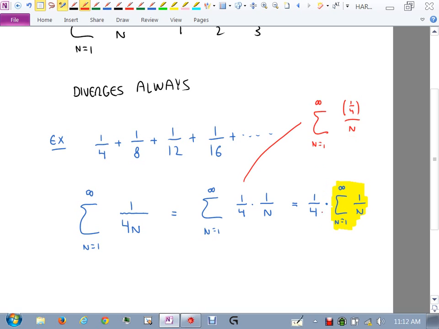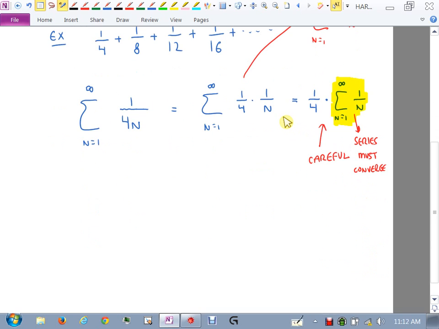So just be careful on this right here, that this property will only work if this series must converge for that to work, okay? Converge, not diverge. And this one doesn't converge. But by doing it this way, it's okay. We don't need to pull the constant out. Do you understand what I'm saying? So what's the result? I mean, what's our conclusion here? Diverges.